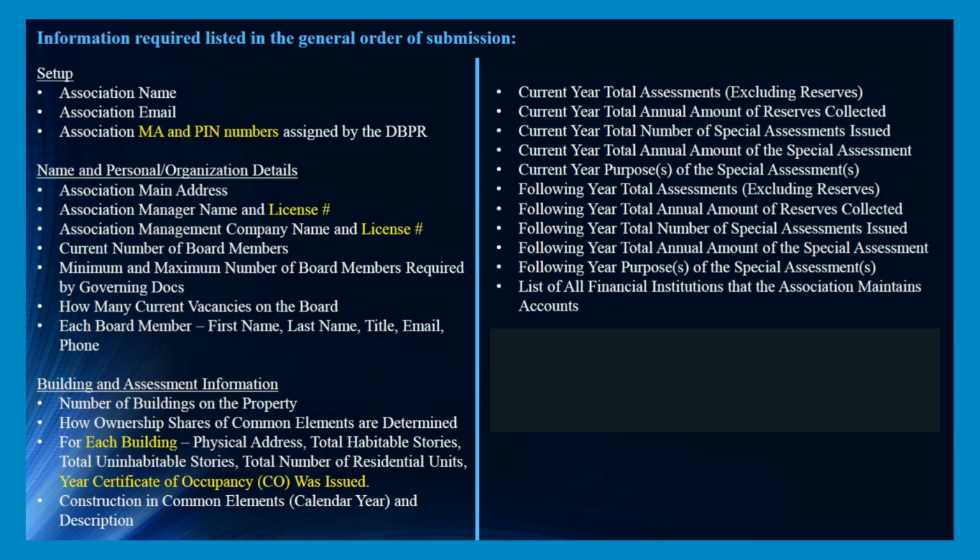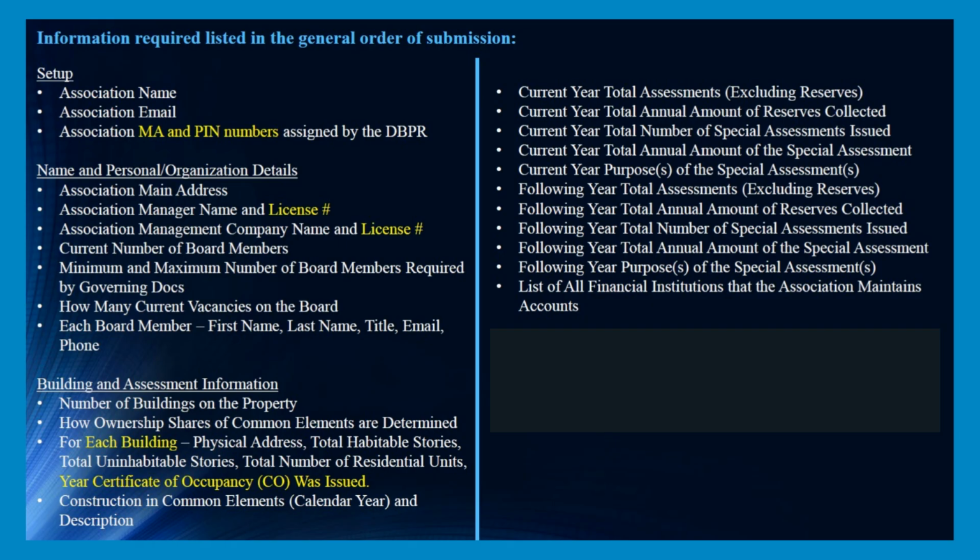Once registered, the information requested by the DBPR includes the following: association main address, association manager name and license number, association management company name and license number, current number of board members, minimum and maximum number of board members required by governing docs, how many current vacancies on the board, each board member first name, last name, title, email, and phone number, number of buildings on the property, how ownership shares of common elements are determined.